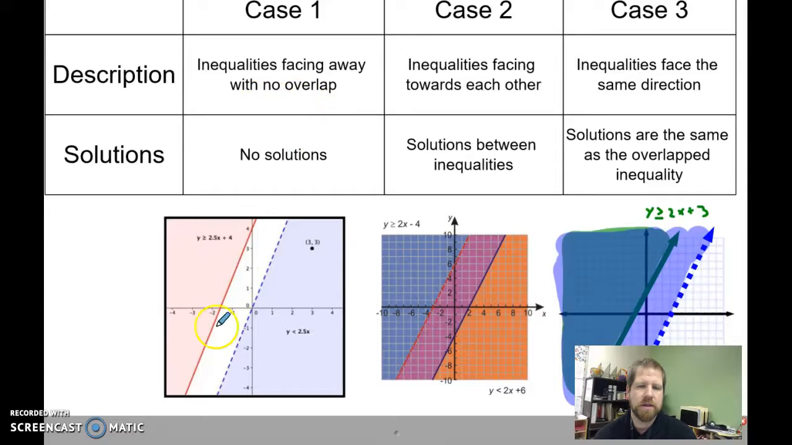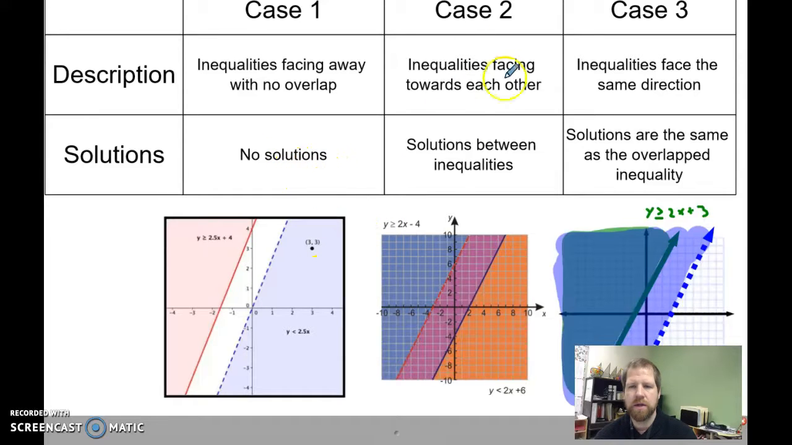You can see that the upper line has a greater than, meaning the solutions are going to be above it. The lower line has a less than, meaning the solutions are going to be below it. And so they're never going to have solutions that overlap, and you're going to have no solutions for your answer.